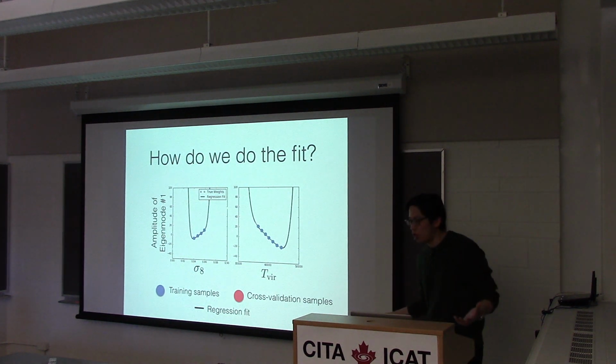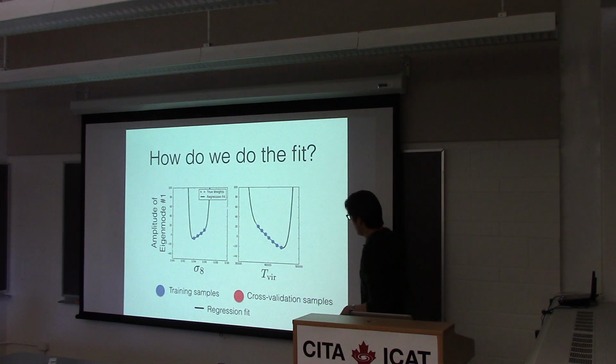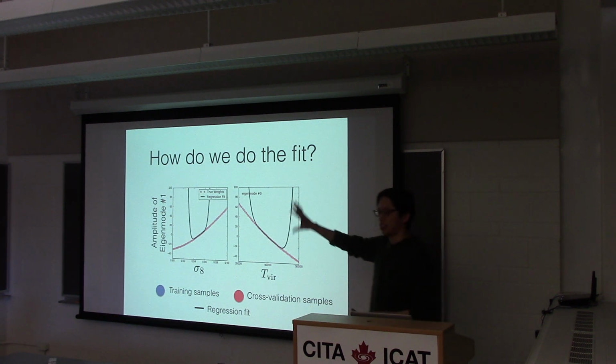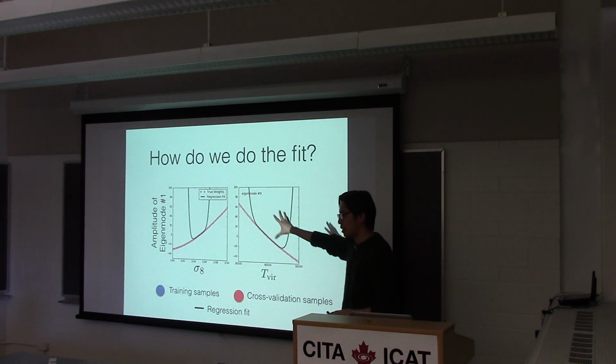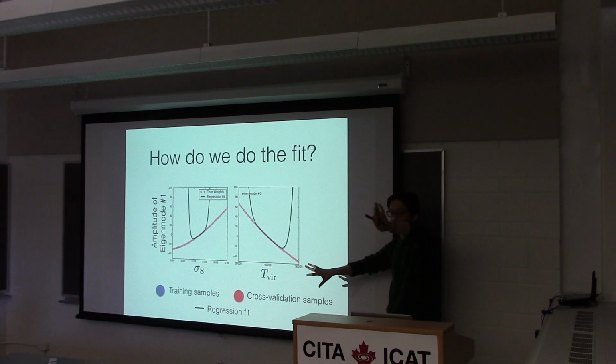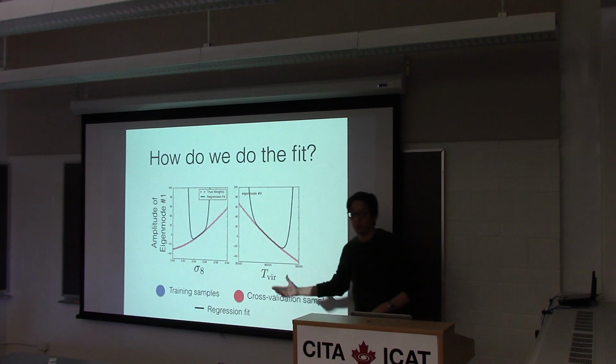We can do a polynomial fit to these, and of course, where you trained, you expect to do quite well. And of course, where you didn't train, results aren't so great. Here in pink are cross-validation samples, example similar simulations that we kept aside and didn't use as training samples. We use this to check our work, essentially.